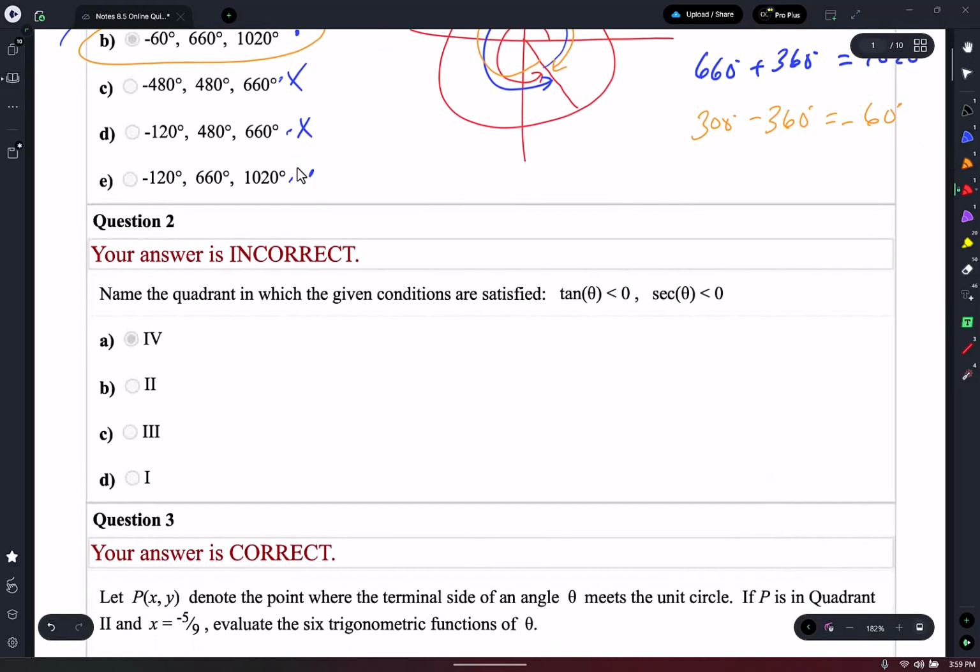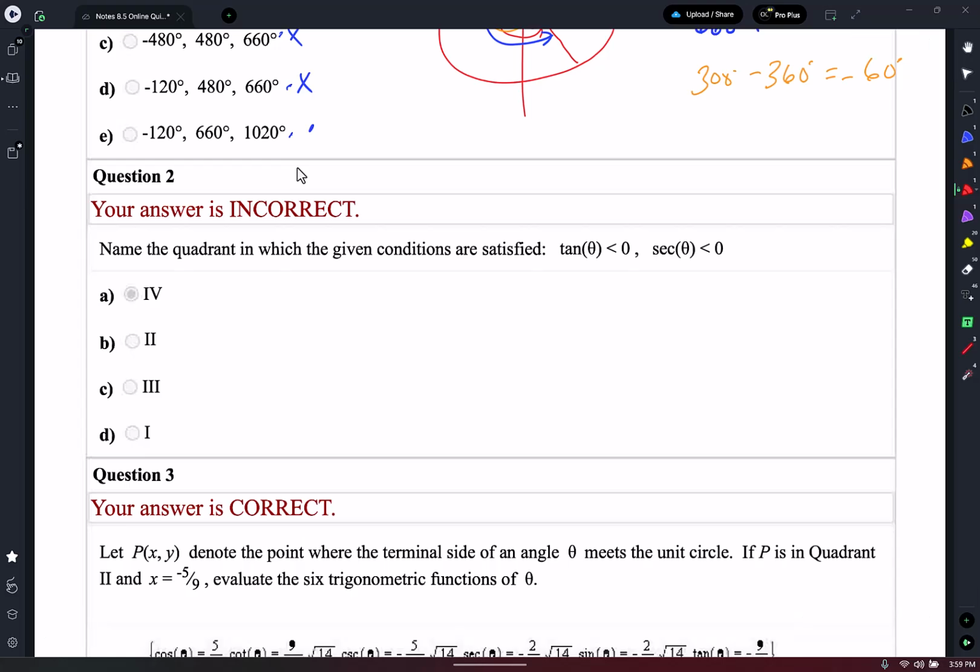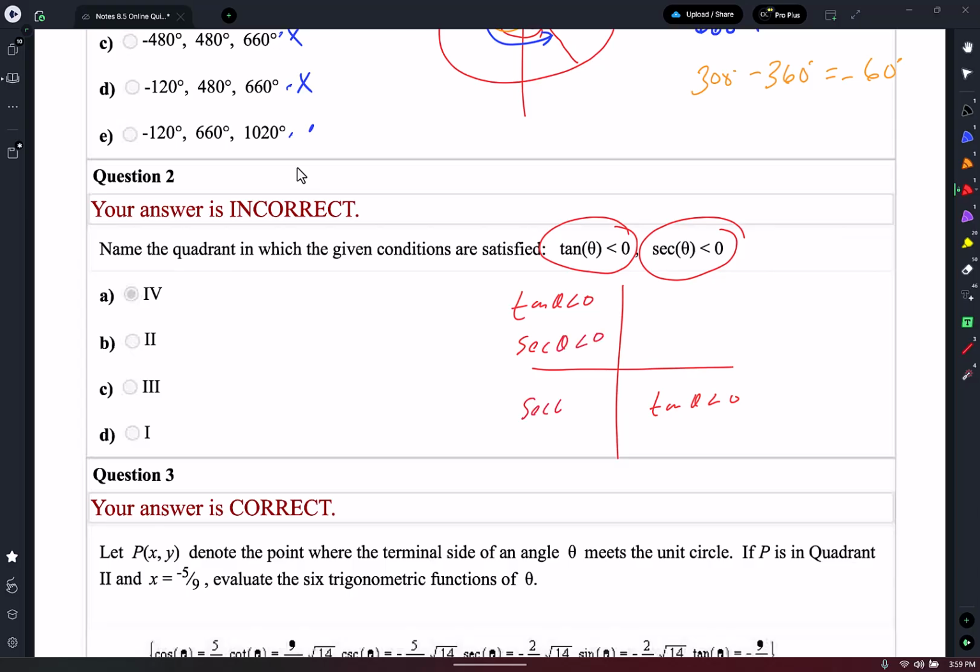Okay. Question 2. It says, name a quadrant in which the given conditions are satisfied. We just started, guys. I'm in question 2. So tan less than 0 means where is tan negative? Tan is negative in this quadrant and in quadrant 4. And this means secant. Where is secant negative? Secant's a reciprocal of cosine. So cosine is negative in quadrant 2 and quadrant 3. So there it is. Which one has both of them? Quadrant 2. So this person got it wrong. It's letter B.